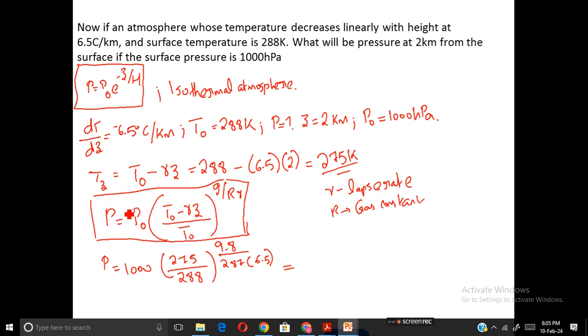So in that case, the equation will become P is equal to P0 into (T0 minus gamma z), or basically the temperature at height z, T_z by T0, raised to g by R gamma, where gamma is the lapse rate of the atmosphere, R is the gas constant. Just calculate and tell me the value.